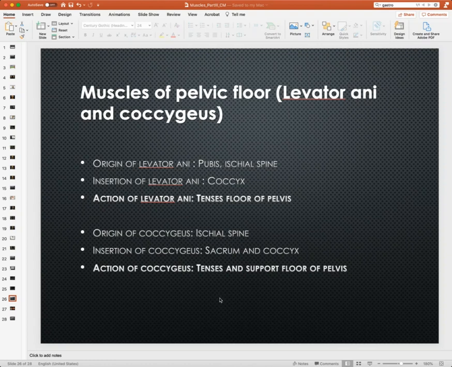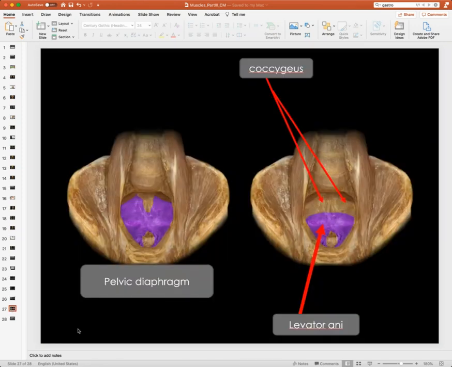So you're responsible to know the names of the muscles, their origins, their actions, and their insertions. So let's take a look at these. So here we have the diaphragm, the pelvic diaphragm, that is. And here we can see that in a purple highlight. Now, this pelvic diaphragm can be split into two parts. As we mentioned, the two muscles that you're responsible to know, the levator ani and the coccygeus, here in the posterior region, and the levator ani in the anterior region.